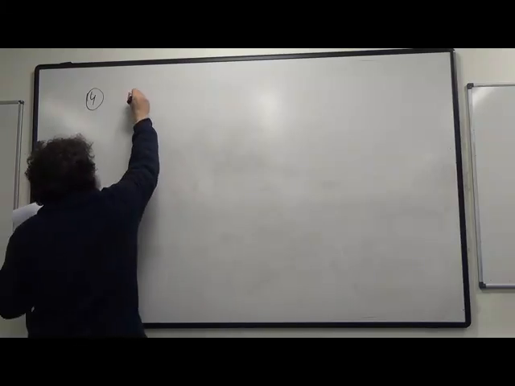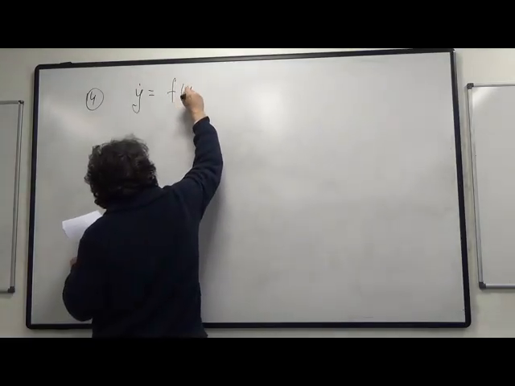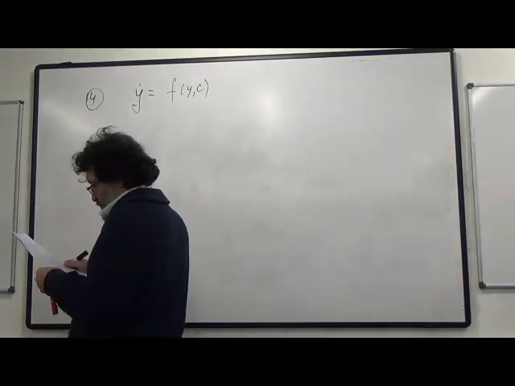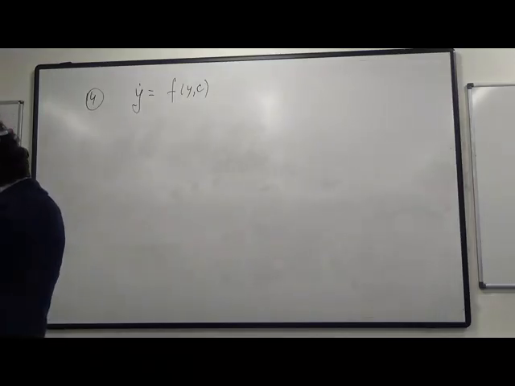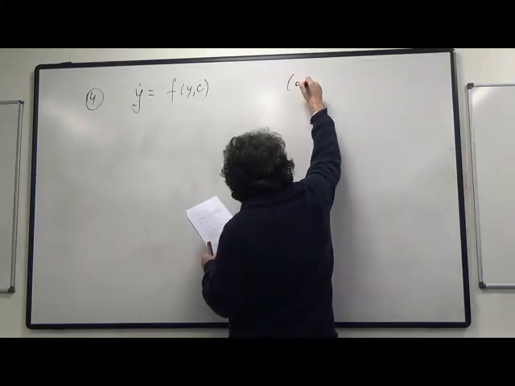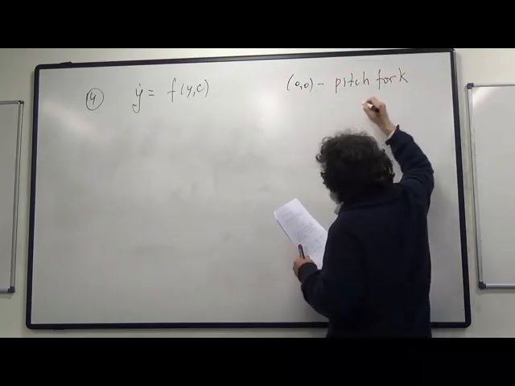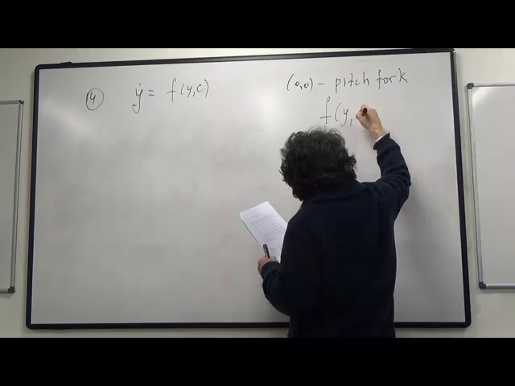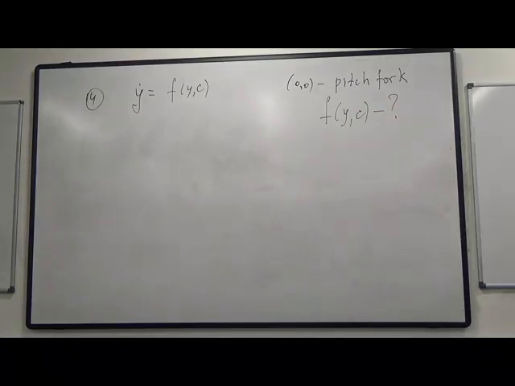So again we have a differential equation. And the question is, what condition should function f satisfy to have a pitchfork bifurcation at 0, 0? And what condition should this function satisfy to have it? Most of this was answered in the previous example, generally, yeah? So it's the same problem.